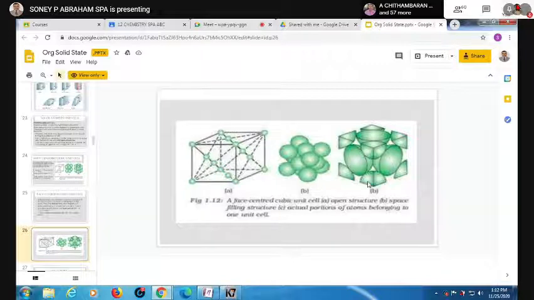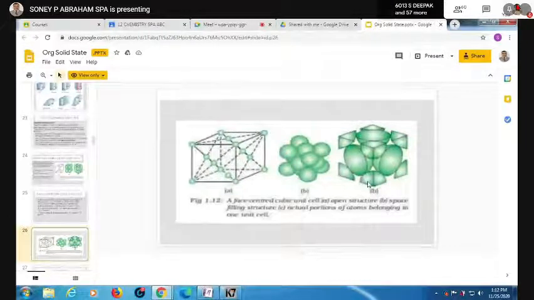Now in this case, what will be the contribution from all the corners together towards a given unit cell? 1. Because 1 by 8 into 8 is equal to 1. And each face, how many unit cells can share one face?